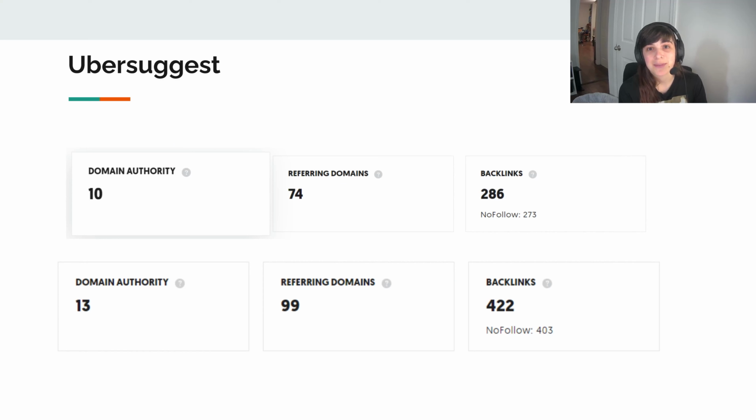So Ubersuggest nicely has bumped me up in domain authority by 3. I was at 10 last month and 13 this month. I've increased my referring domains and the number of backlinks, at least according to Ubersuggest. Backlinks, I can't quite figure out how they're measured.